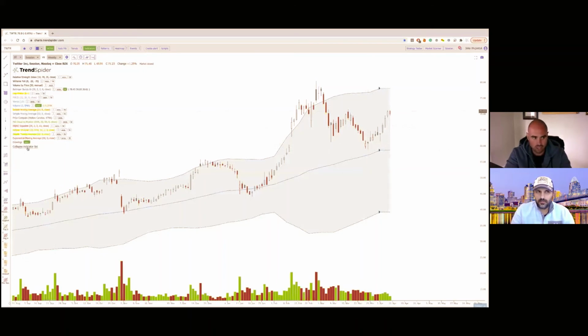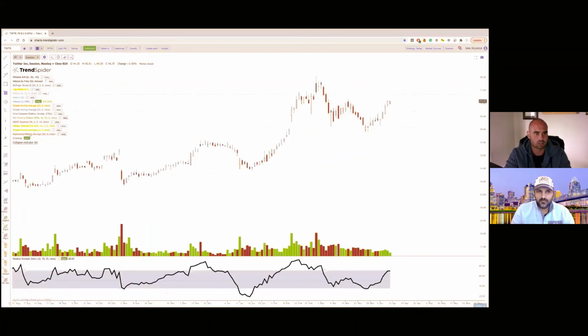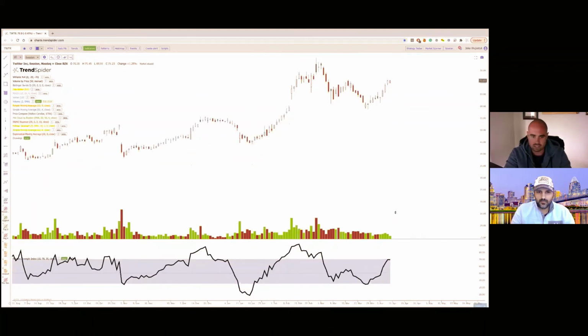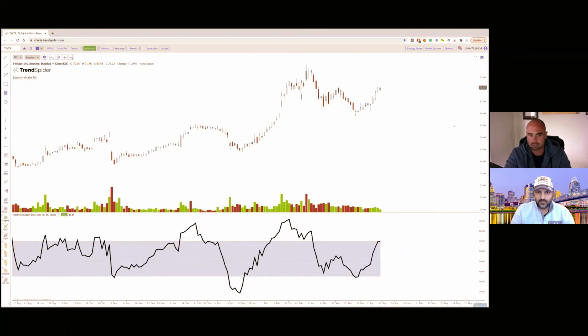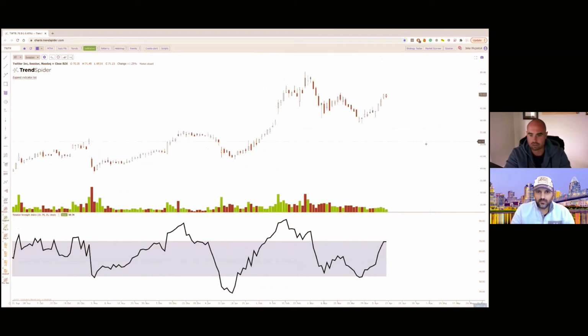Now, another thing that I like to look at is the RSI, which is a very common indicator. That's something that's on almost all platforms, and it's a very widely known and used indicator. Now, the RSI is an oscillator. It just oscillates between two values, not two points in time. It oscillates between 0 and 100.